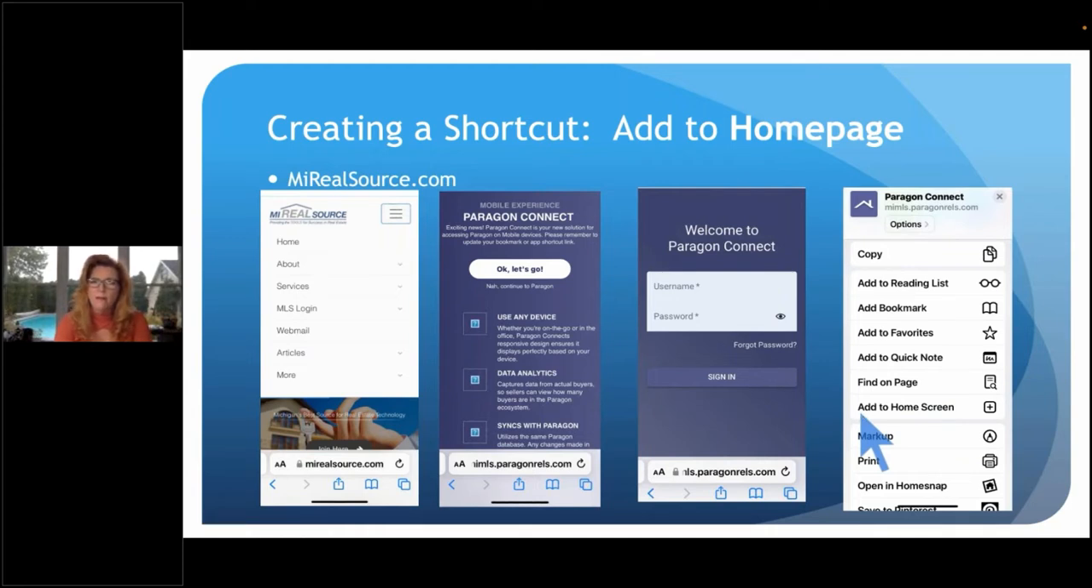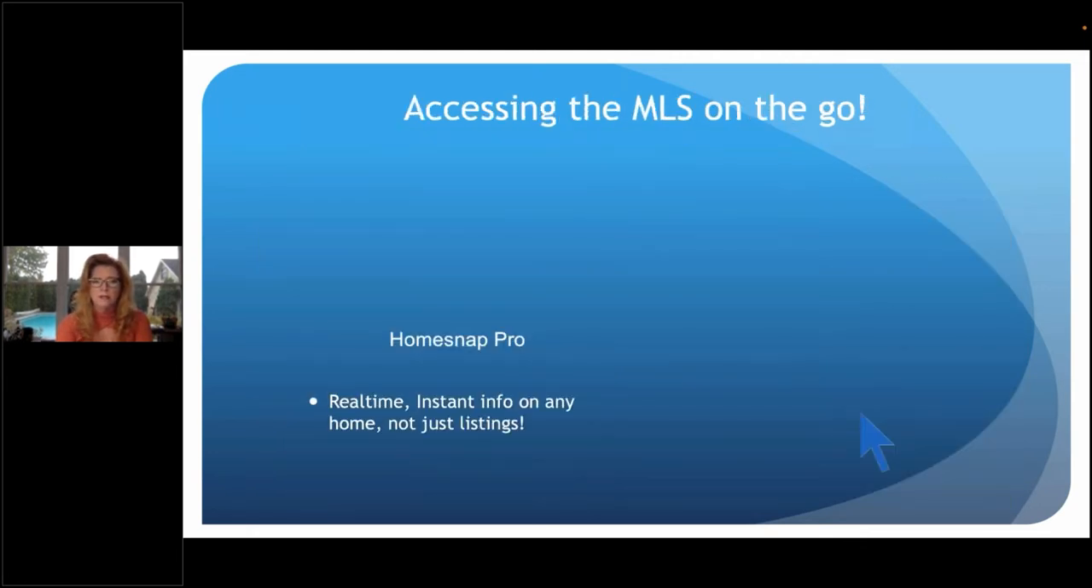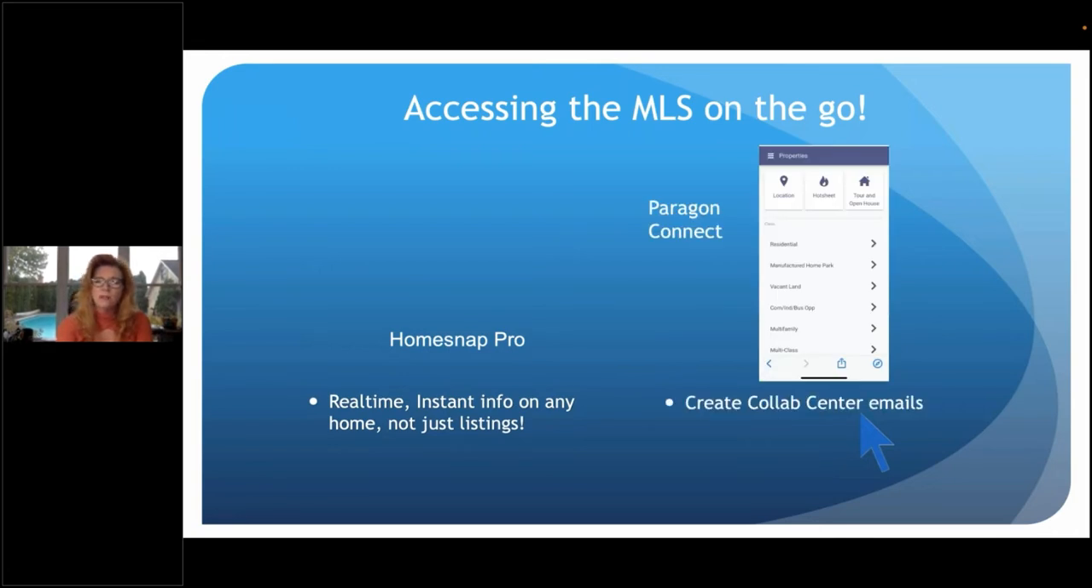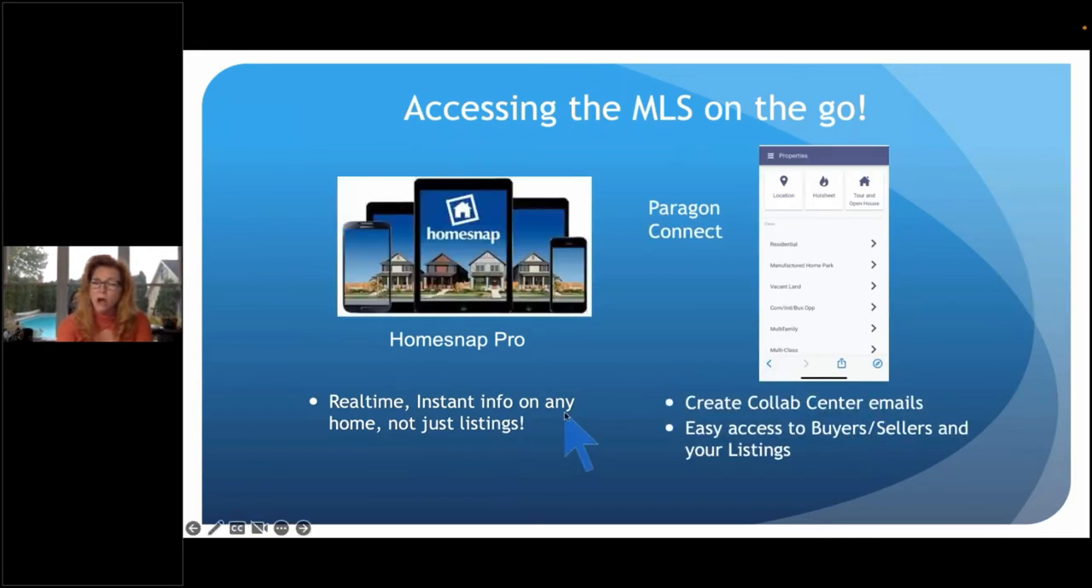So these I will have written up and in the MLS documents in Paragon to make sure that everybody does have easy access to these. All right, so remember, HomeSnap Pro is real-time, instant information on any home, not just listings. And yes, you can pull up old information in Paragon Connect as well. So the Paragon Connect, create Collab Center emails, easy access to your buyers and sellers and your listings. So that's a really cool thing.